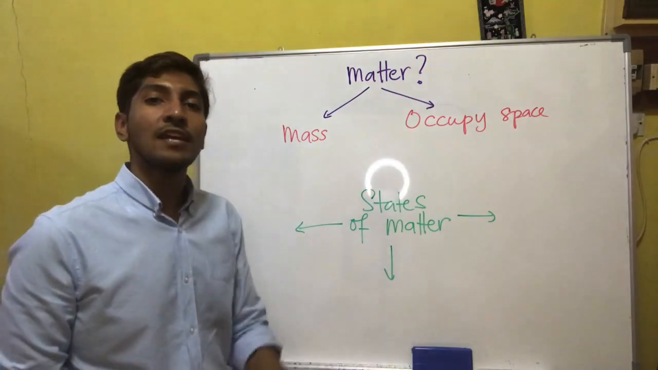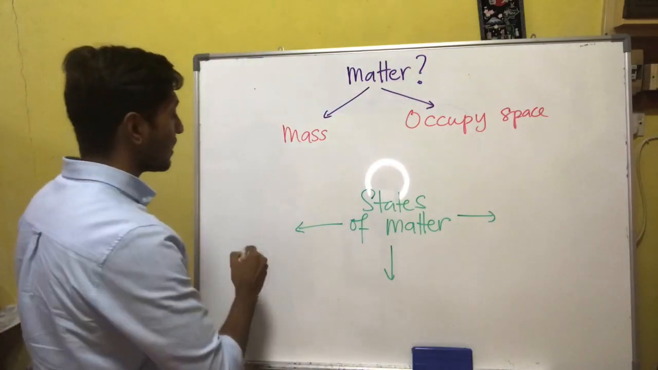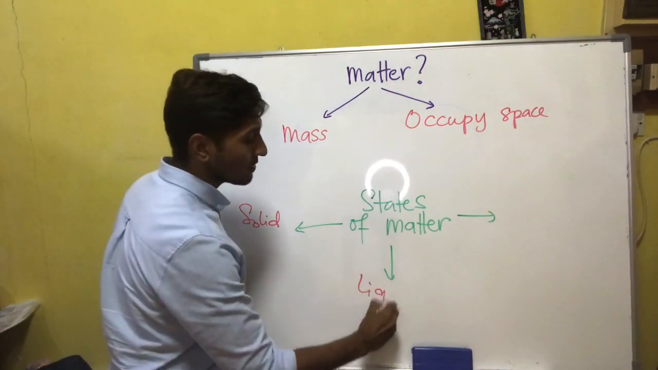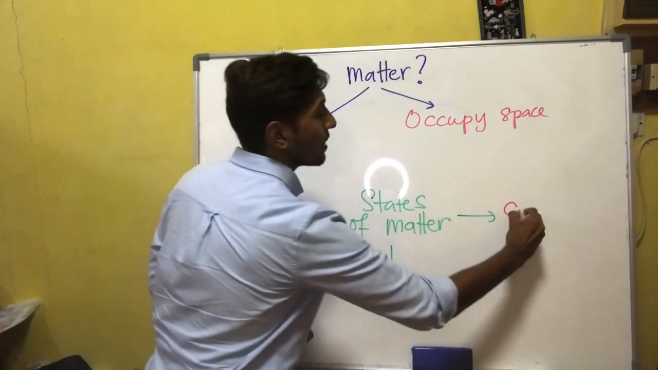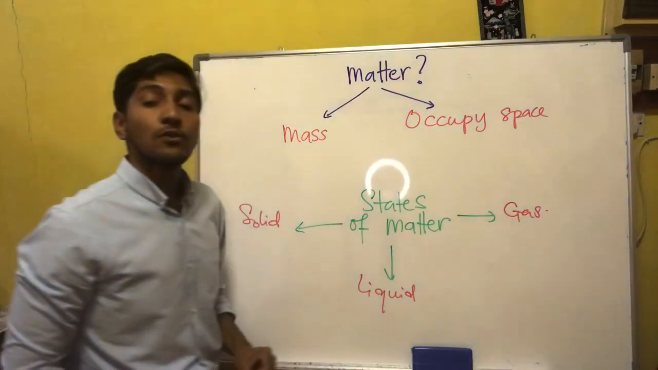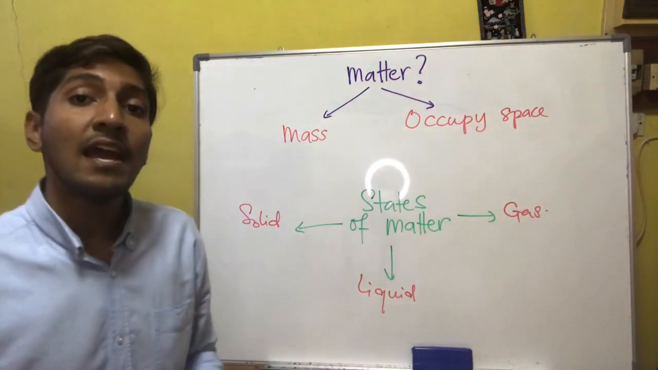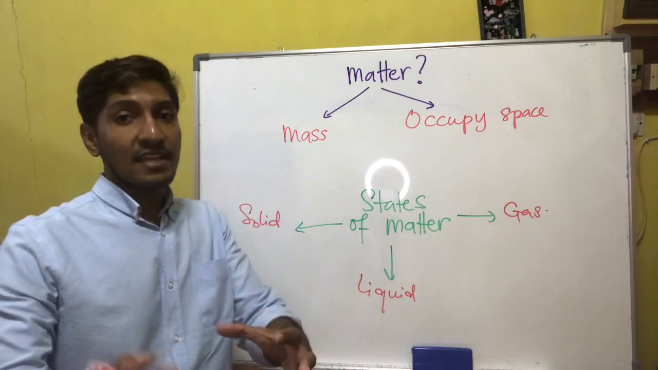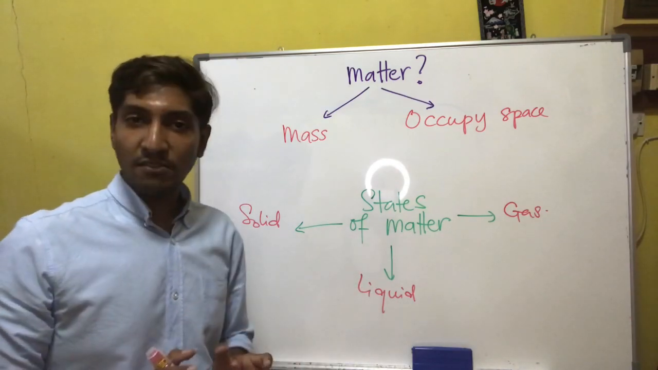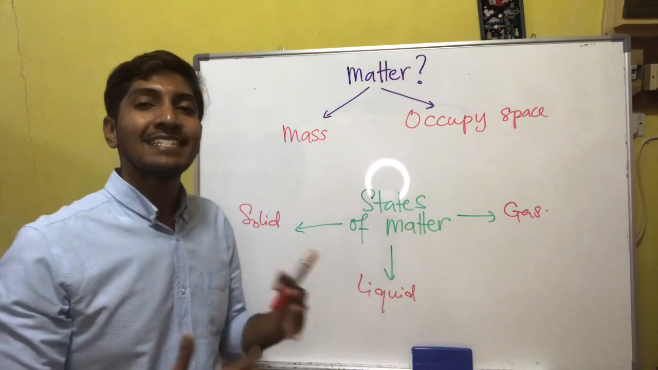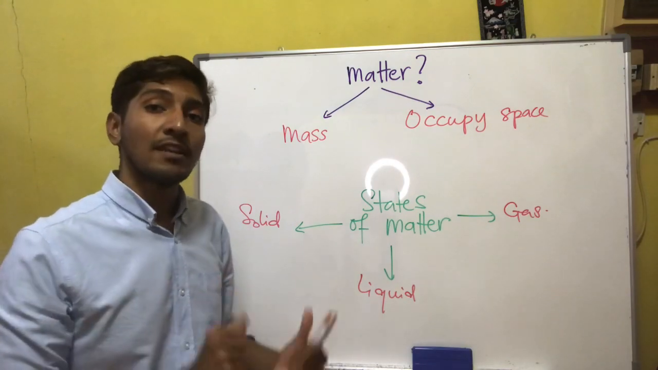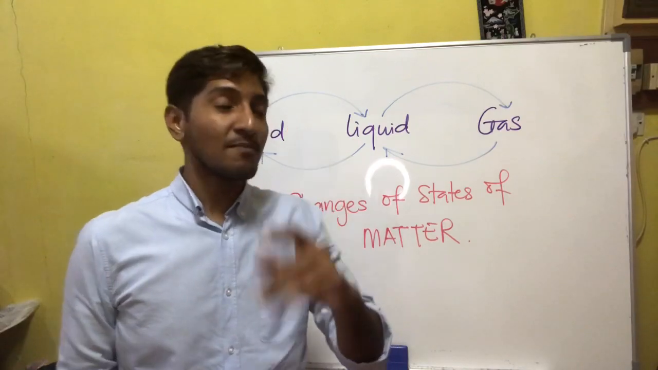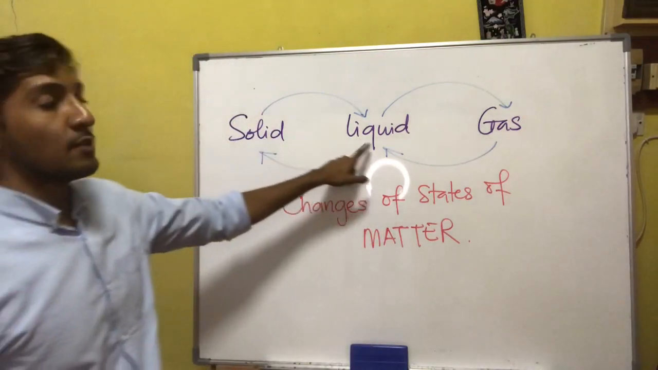And matter exists in three states, which are solid, liquid, and gas. So it can be seen physically as a solid, as a liquid, and as a gas. Each of the states of matter portrays different characteristics that we'll talk about later. Stay tuned. As I've mentioned before, there are three states of matter, which are solid, liquid, and gas.